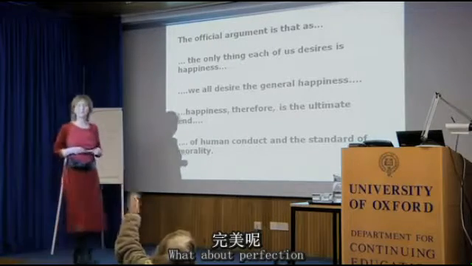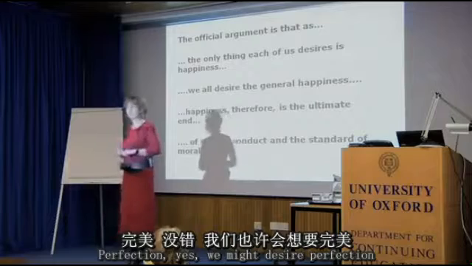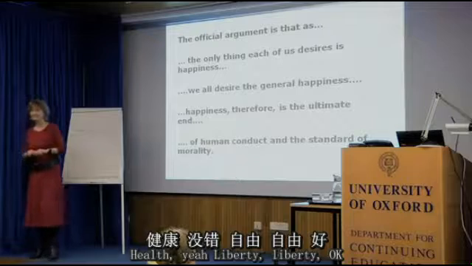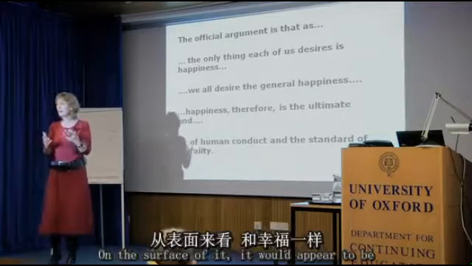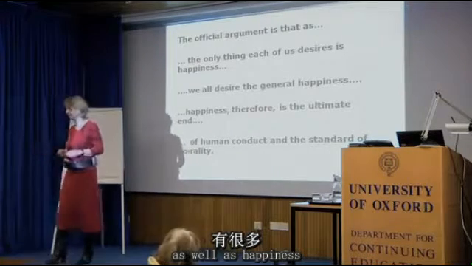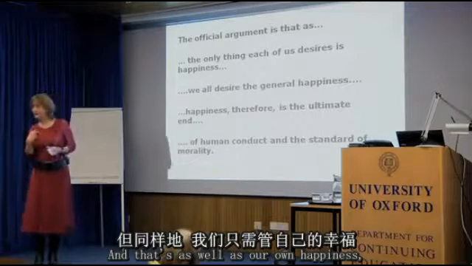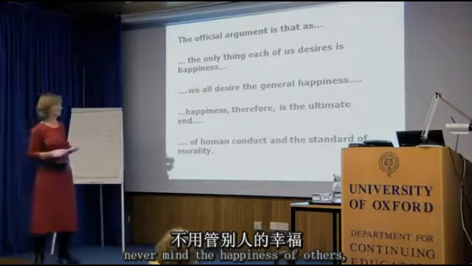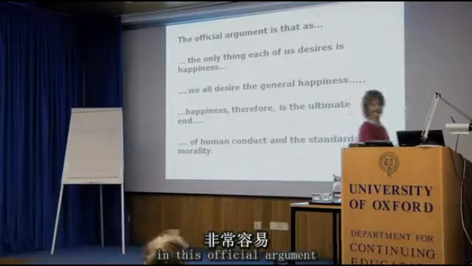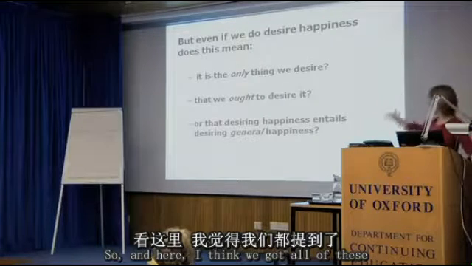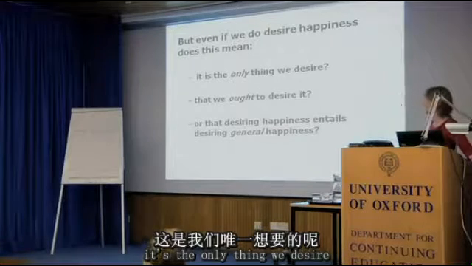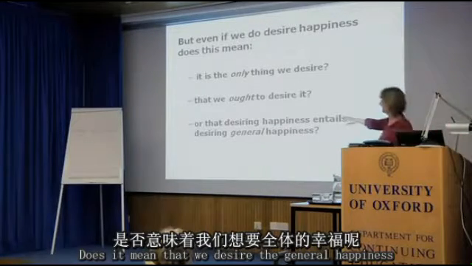What about perfection? Perfection, yes, we might desire perfection. Health, yep. Liberty? Liberty, okay. On the surface of it, it would appear that there are a lot of things we desire as well as happiness. And that's as well as our own happiness, never mind the happiness of others, general happiness. So it's very easy to pick a lot of holes in this official argument. And here, I think we got all of these. Even if we do desire happiness, does this mean it's the only thing we desire? Does it mean that we desire the general happiness?